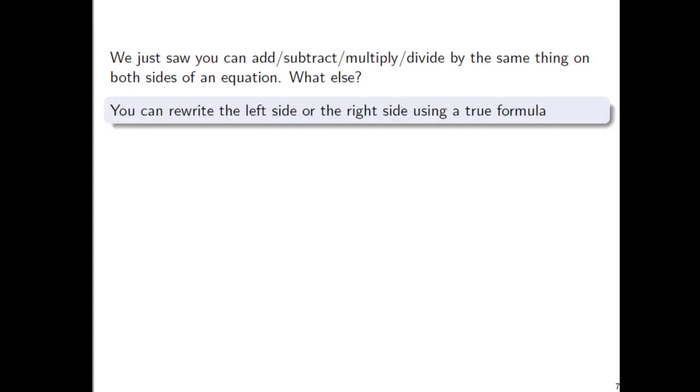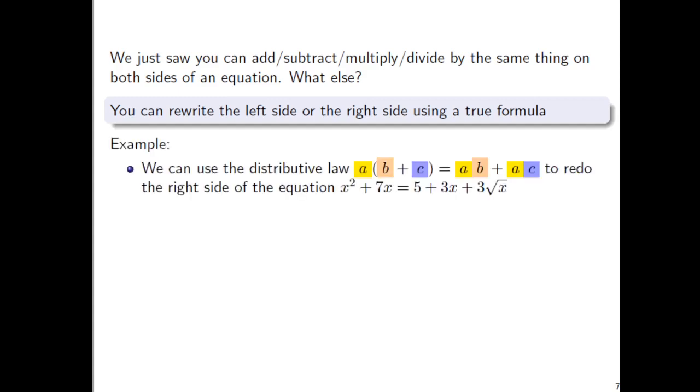Okay, so we just saw that you can add, subtract, multiply, divide by the same thing on both sides of an equation. What else? You can also just work on one side or the other. Each side of an equation, remember, is an expression. And so you can rewrite the left side using true formulas, or you can rewrite the right side using true formulas. So for example, you can use the distributive law, a times (b plus c) equals ab plus ac, to redo the right side of the equation, x squared plus 7x equals 5 plus 3x plus 3 root x.